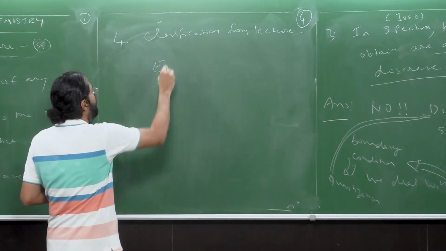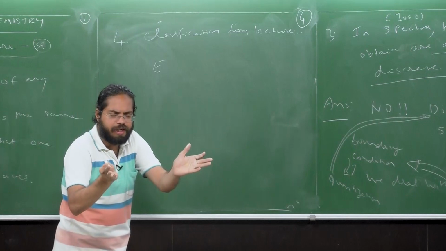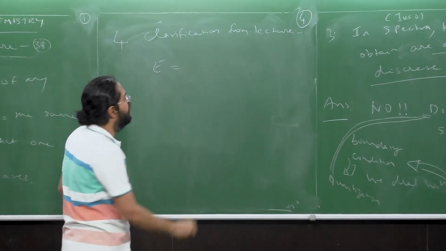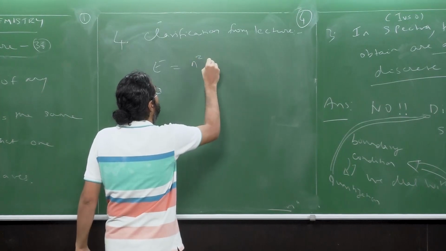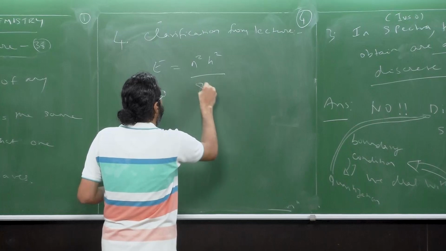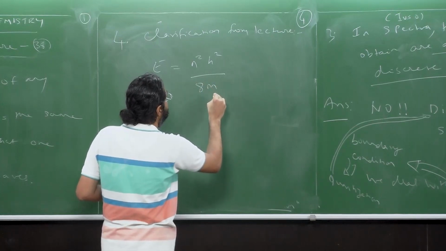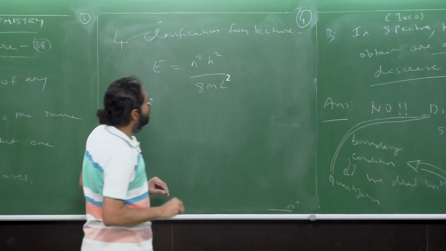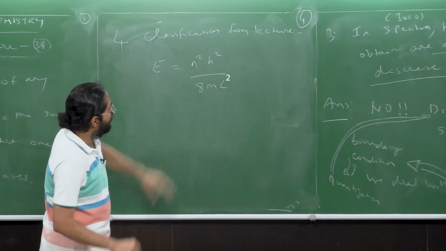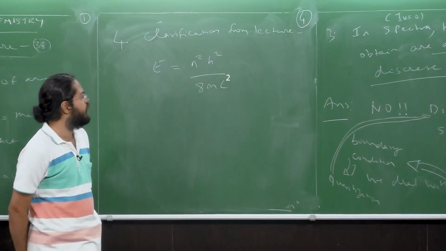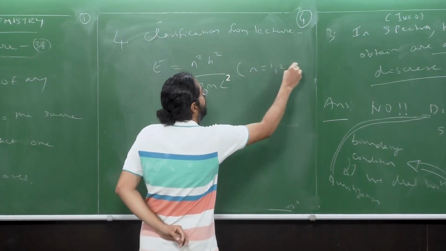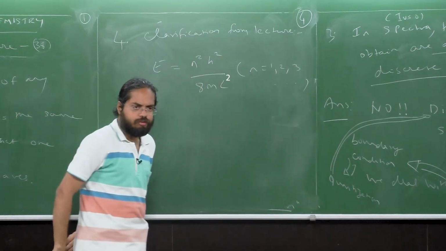We were discussing the energy of the quantum mechanical entity whose motion was restricted. That was going to be given by n square h square by 8 m l square, where the pi would get cancelled out. So this is the eventual expression, n square h square by 8 m l square, where n equals 1, 2, 3, and so on.